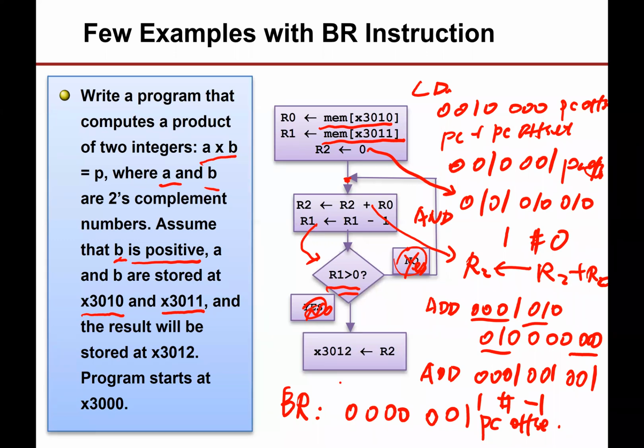The result will be written into a memory location x3012. So here it's a simple one. For this one we can use ST. For the ST it is 0011. His source is R2, 010, and then the PC offset.